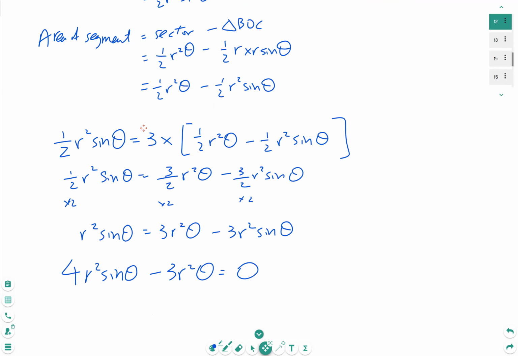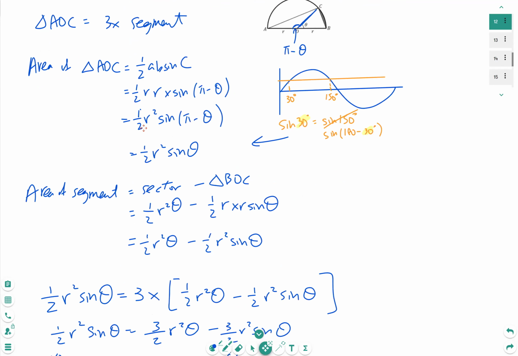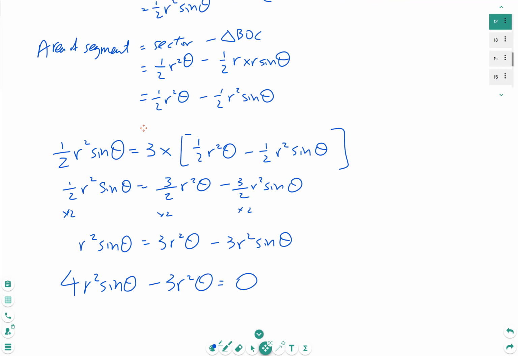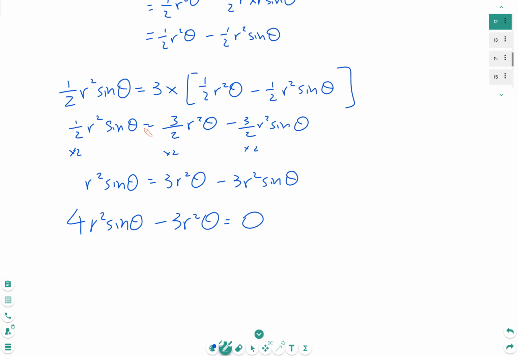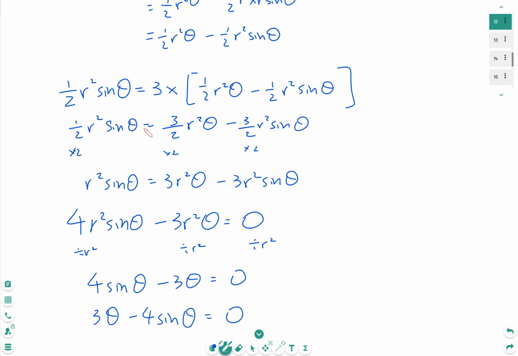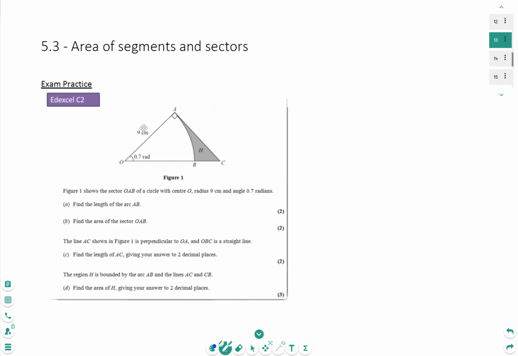So what's different to the question? The question has no r squared. It's only 3 theta. Oh, okay. Well, we'll divide everything by r squared. So divide everything by r squared. Then it becomes 4 sine theta minus 3 theta equals 0. They put a 3 theta in the front. So if I change the sign of all of them, it becomes 3 theta minus 4 sine theta equals 0. Or think about just moving them to the right side. Same thing. It's quite a tricky question in terms of algebra. Okay, but here we go.